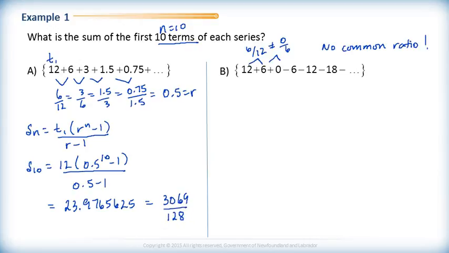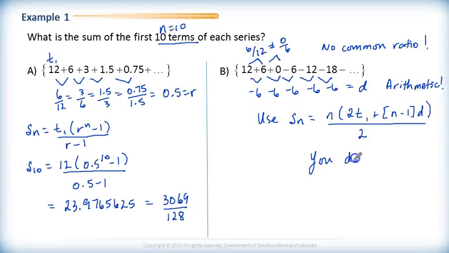The next one has no common ratio. It actually has a common difference. Therefore, it's an arithmetic series. I threw that one there to remind you of the importance of checking the type of series you have. You can do it using this formula.